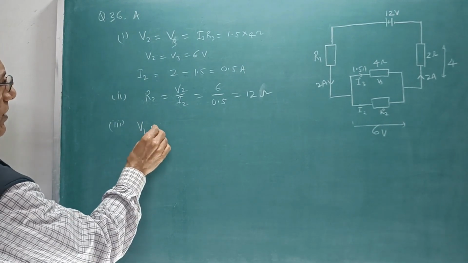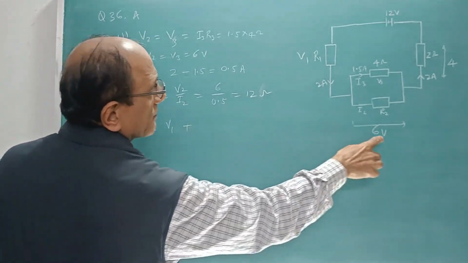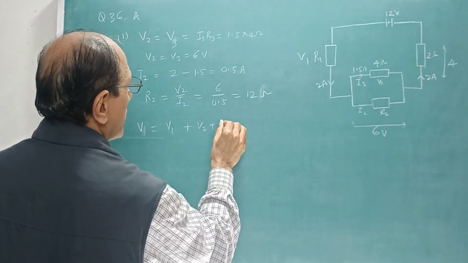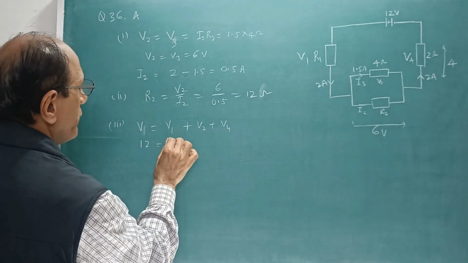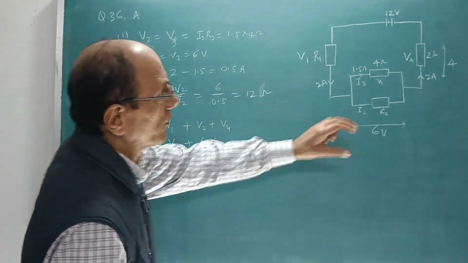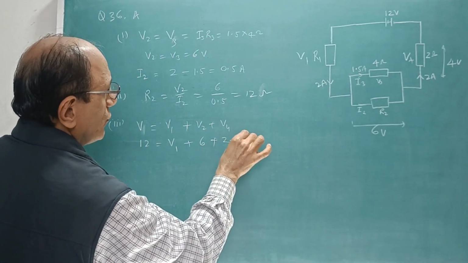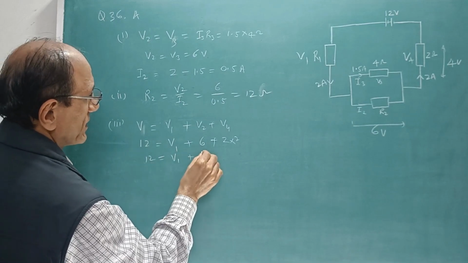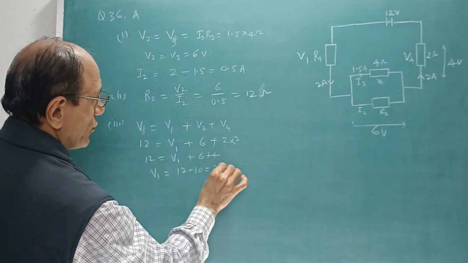Net V will be equal to V1 plus V2 plus, suppose, V4. So 12 is equal to V1 plus V2, which we find from this, it is 6 volt, and this V4 we have already calculated, I into R, that is 2 into 2, that is 4. So 12 is equal to V1 plus 6 plus 4. So V1 will be equal to 12 minus 10, that is 2 volt.